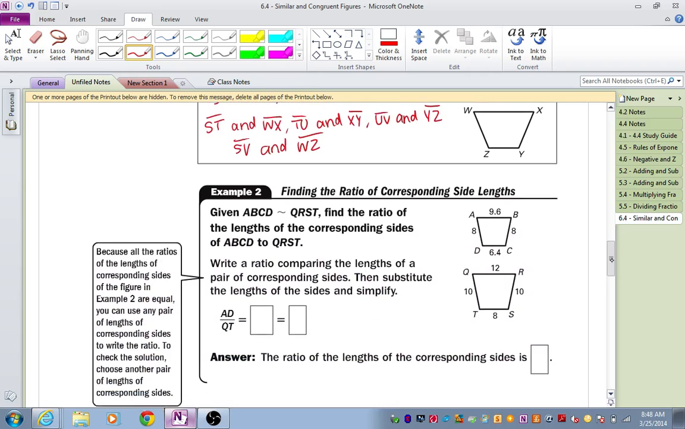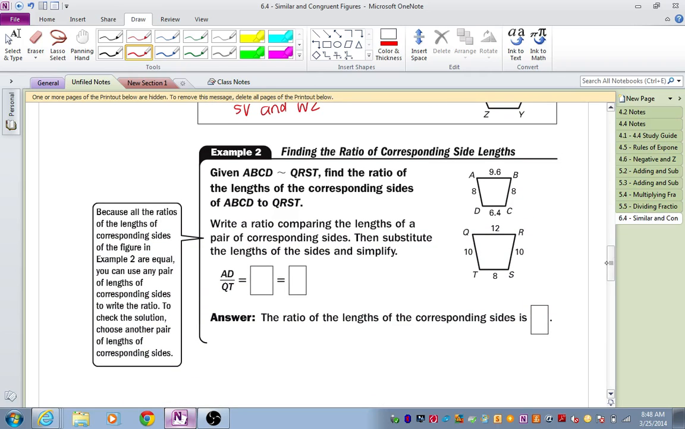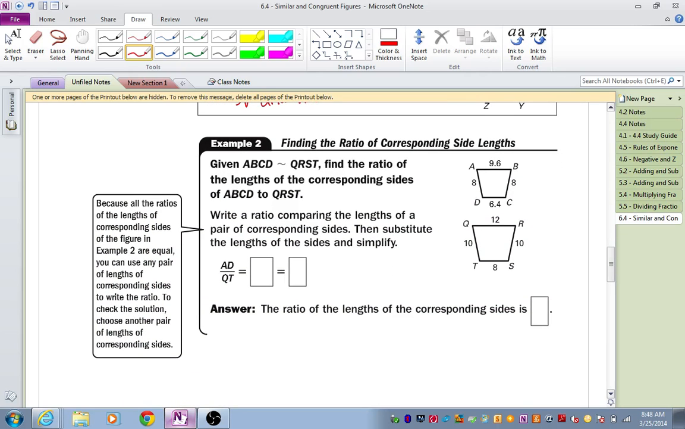Okay, example 2. Finding the ratio of corresponding side lengths. We're given a quadrilateral, ABCD is similar to QRST. Find the ratio of the lengths of the corresponding sides of ABCD to QRST. Notice they're specifying that ABCD comes first. So when we start creating our ratio, we need to choose a side from ABCD first and then choose its corresponding side in QRST.